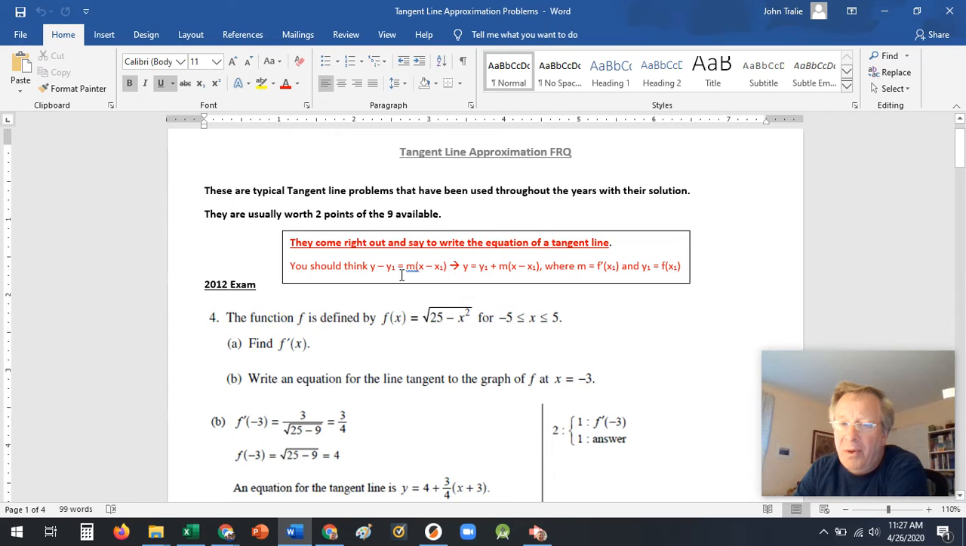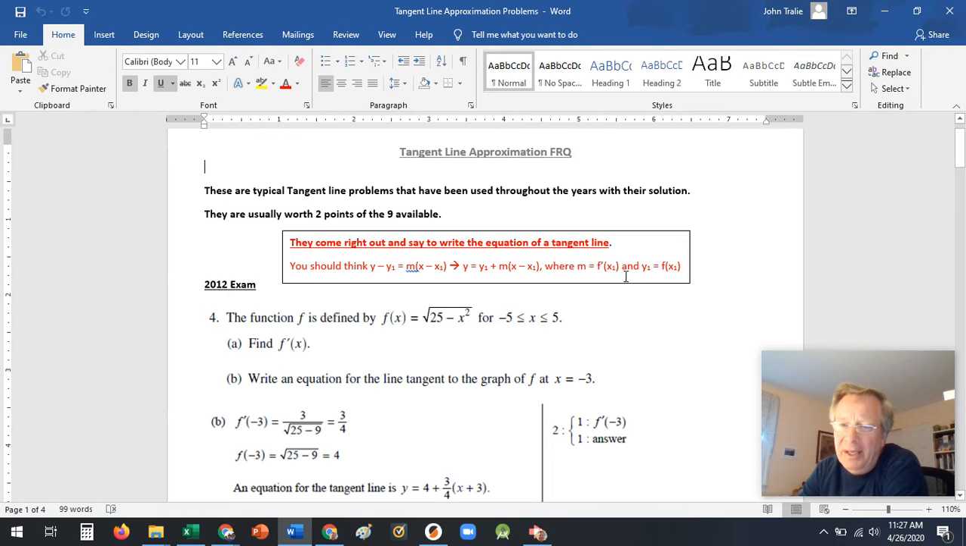y minus y1 equals m times x minus x1. Rearrange it just slightly to get y by itself. It's y equals y1 plus m times x minus x1. m is the slope. It's the first derivative evaluated at x1. So it's the first derivative evaluated when x equals x1. And y1 equals f of x1. It's the value of the function when x equals x1.